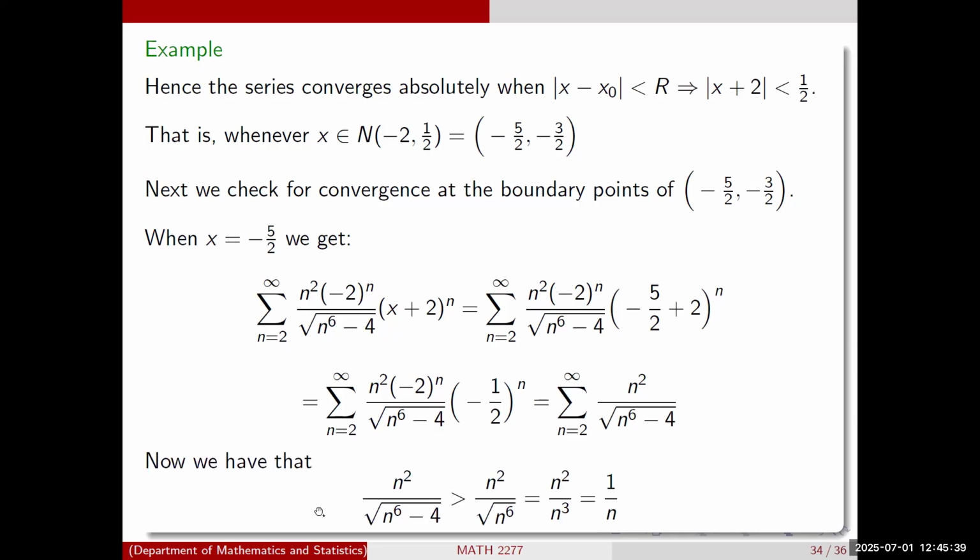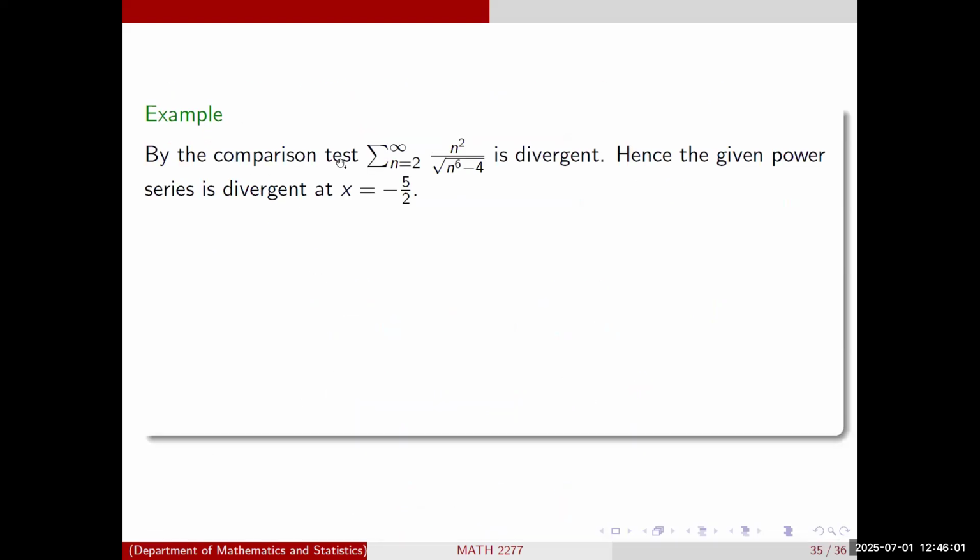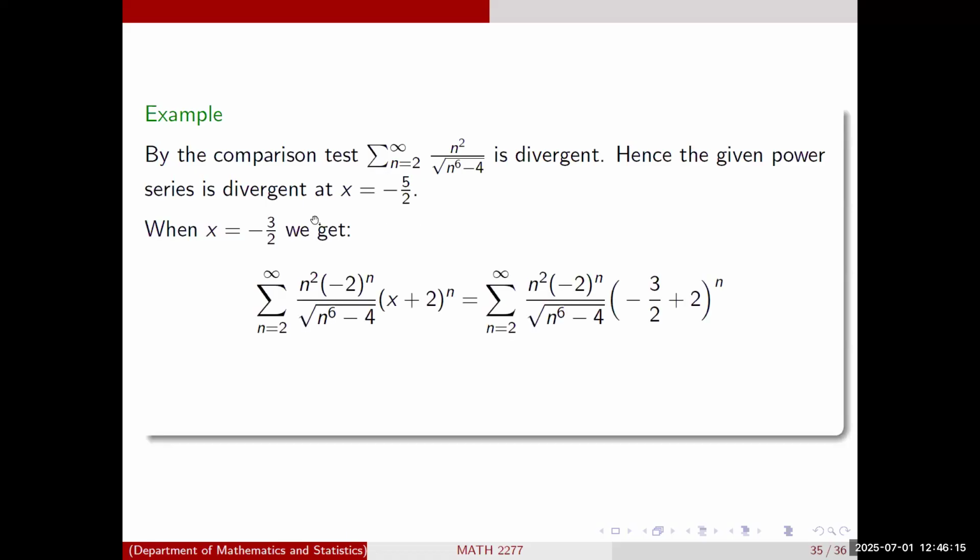So this n squared over square root n to the 6 minus 4 is bigger than n squared over square root n to the 6, which is 1 over n. And 1 over n, if you sum 1 over n, that diverges. Therefore, if I sum this original series, it will also diverge, right? So by comparison test, this series diverges. Hence, the power series is divergent at x equal minus 5/2. Okay, so let's check the other point at x equal minus 3/2.